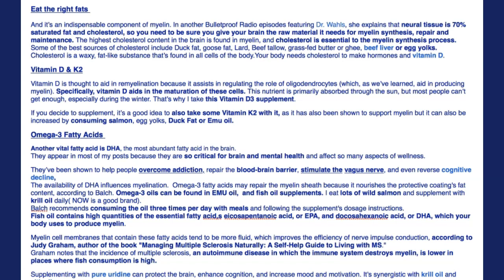Also, supplementing with pure uridine can protect the brain, enhance cognition, and increase mood and motivation. It's synergistic with krill oil.